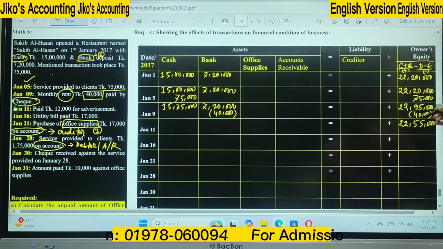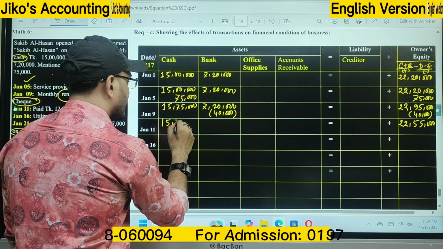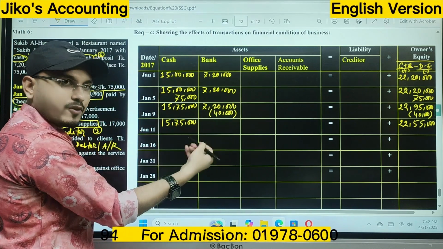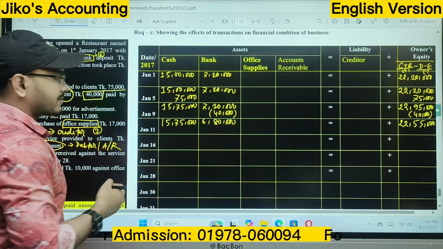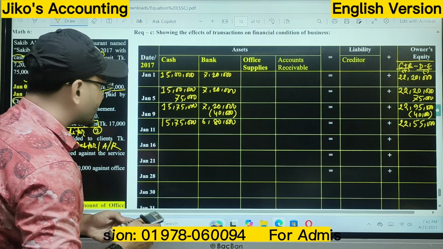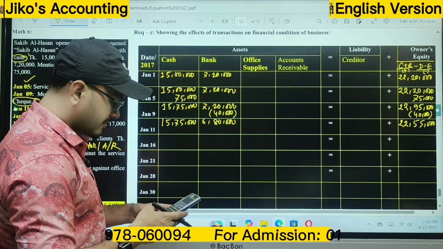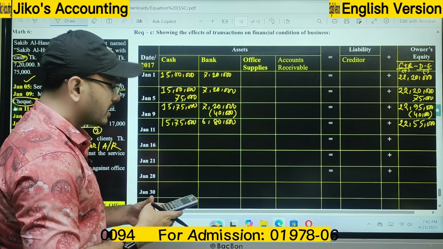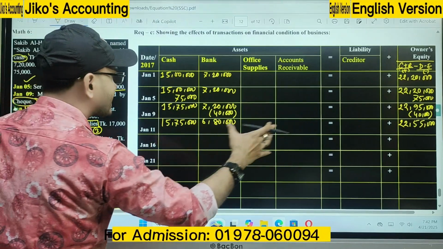95 deduct 40, 55,000. Okay, now 15 lakh 75,000. Then 7 lakh 20,000 minus 40,000. How is it? 6 lakh 80,000. Is it okay, sir? Now we have to calculate to make sure that whatever we have found, the figure is right. 6 lakh 80,000 plus 15 lakh 75,000 is 22 lakh 55,000 taka. Okay, from both sides we found the same amount.